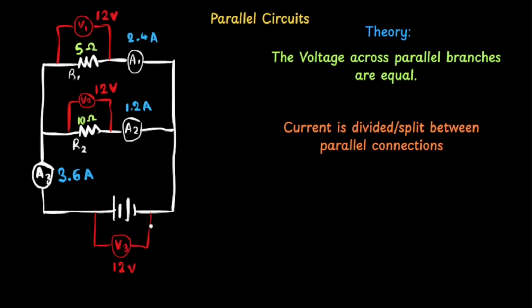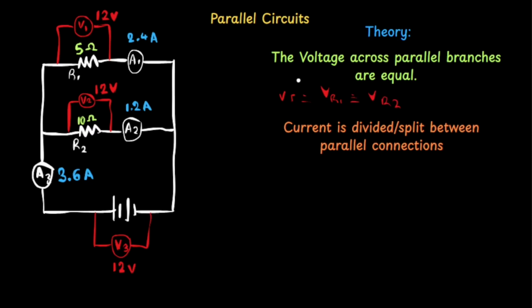In this circuit, the battery has a total voltage of 12 volts. That means that the battery supplies 12 volts to this circuit. Looking at the branch that contains resistor R1, we can see that the voltage across this resistor is 12 volts. If we look at the branch that contains resistor R2, we can see that the voltage across this resistor is also 12 volts. This means that the total voltage Vt is equal to the voltage across R1, which is also equal to the voltage across R2.